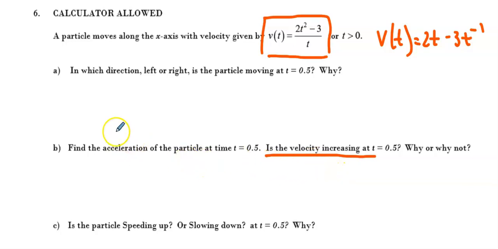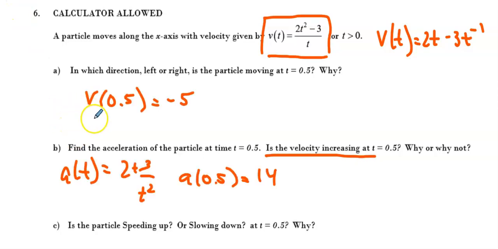So let me actually write the answers down to this. Hold on for 1 second. So I went ahead and wrote the answers up for this because I do need to talk about this for a little bit of time. So I saved a little bit of time with this. It says, in what direction, left or right, is the particle moving at time equals 0.5? So I literally plugged in 1/2 into this equation and I got -5.